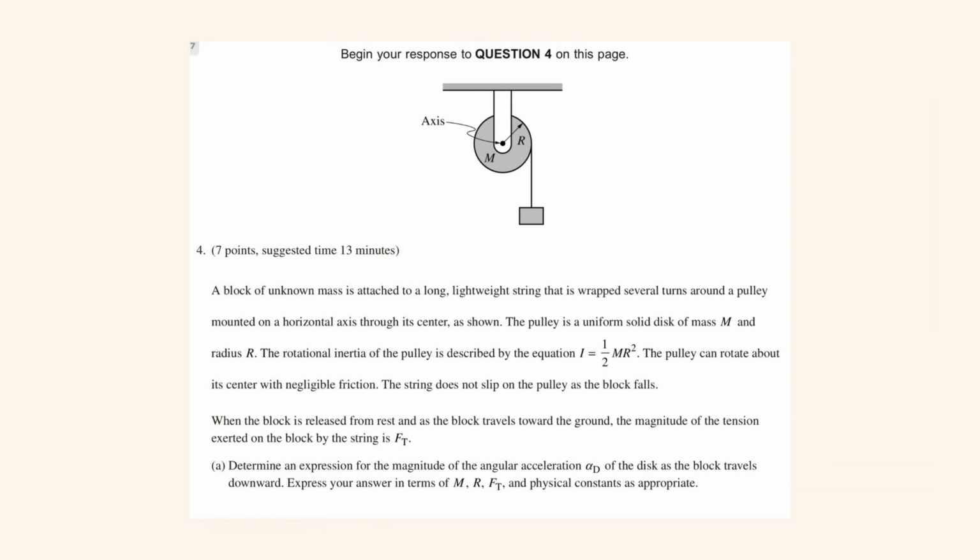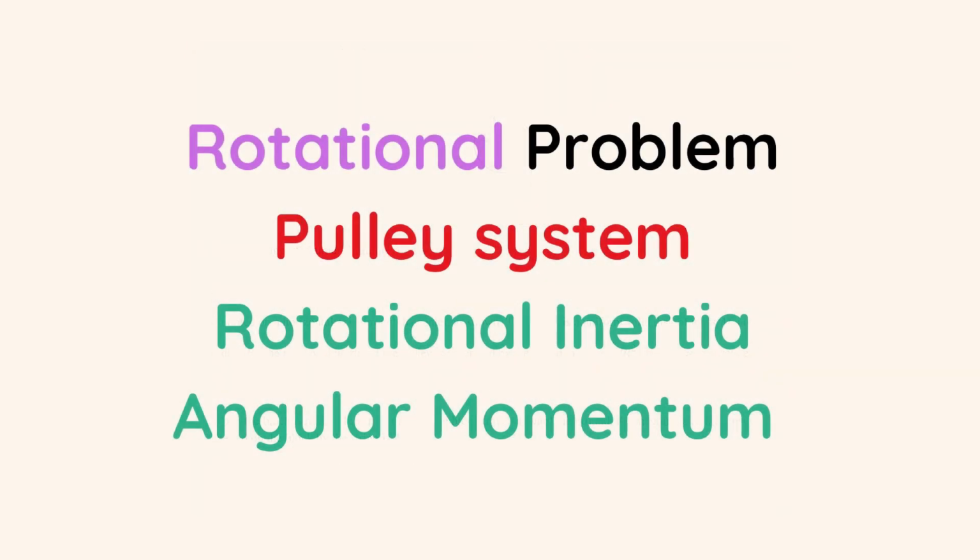Right off the bat, we can take a look at the diagram this problem provides and ask ourselves, what can we infer? Well, this looks like a rotation problem since it is attached to a moving pulley system, so we can assume that rotational inertia is involved, which would mean that angular momentum is likely involved as well, as momentum is always conserved.